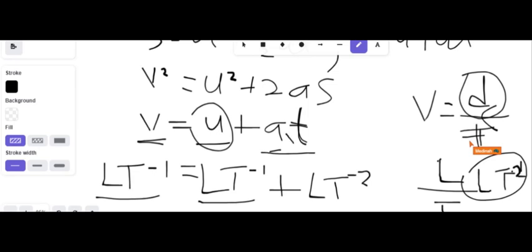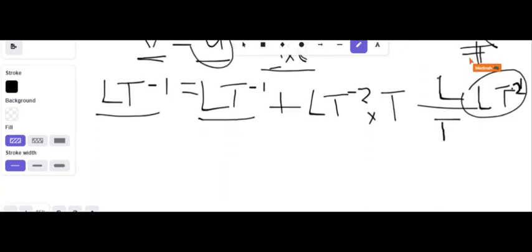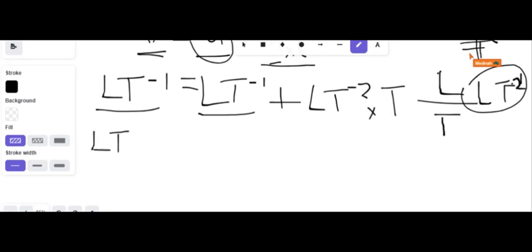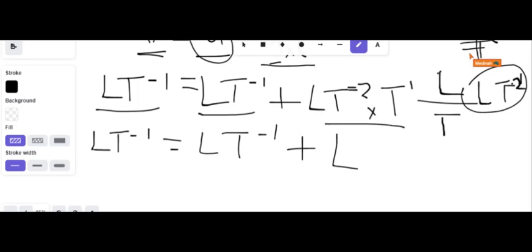It shows multiplication. Both of them are separated by multiplication. So multiply by, what is t? The dimension for t is capital letter T. Okay, so we are now going to combine these two together. So this is going to be L T^-1 equals L T^-1 plus L, this is T to the power 1, this is T to the power negative 2. If you combine these two T's together using indices, it's going to be T to the power minus 2 plus 1. We add the powers together. So what is minus 2 plus 1? Minus 2 plus 1 is minus 1. So this is T to the power minus 1.